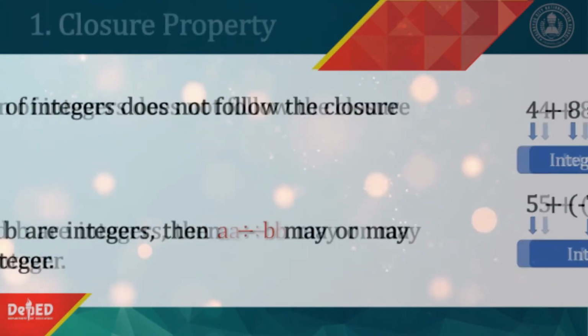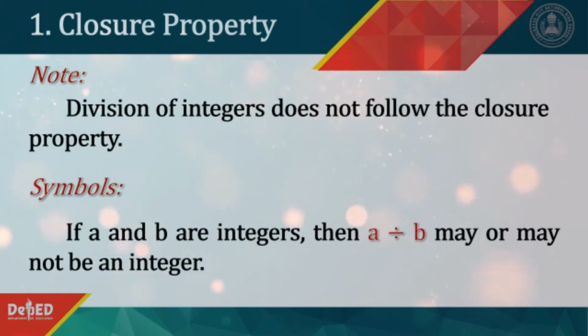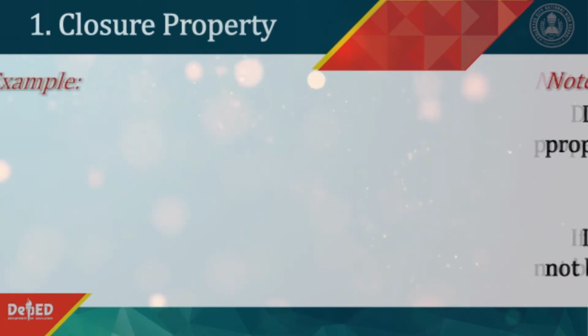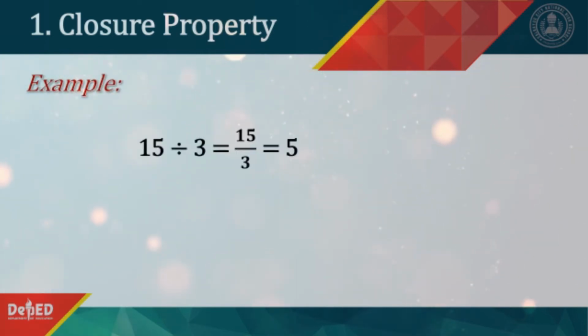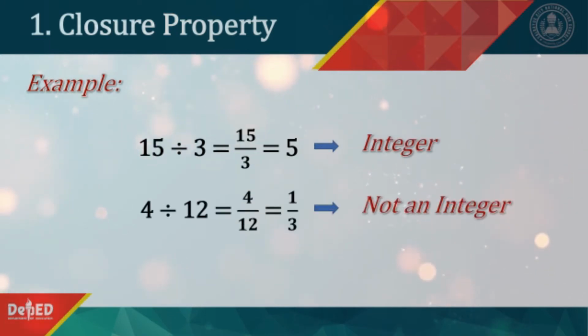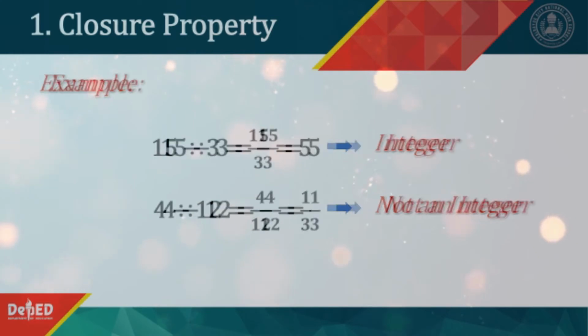Let us take note that division of integers does not follow the closure property. In symbols, if a and b are integers, then a divided by b may or may not be an integer. Example, 15 divided by 3 is equal to 5, which is an integer. But 4 divided by 12 is equal to 1/3, which is not an integer.